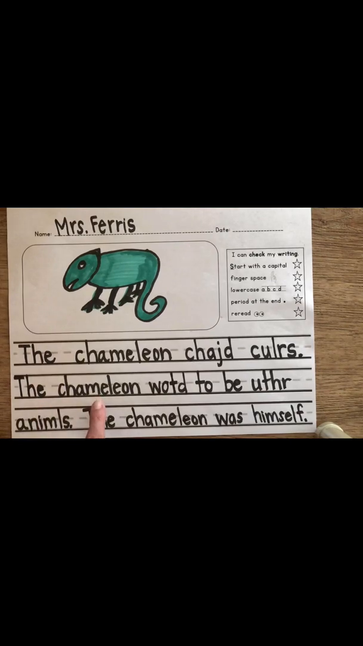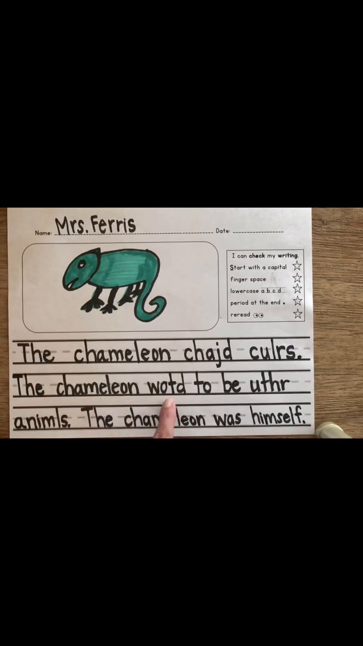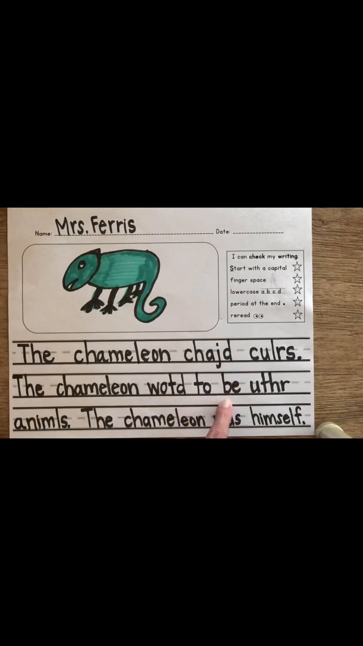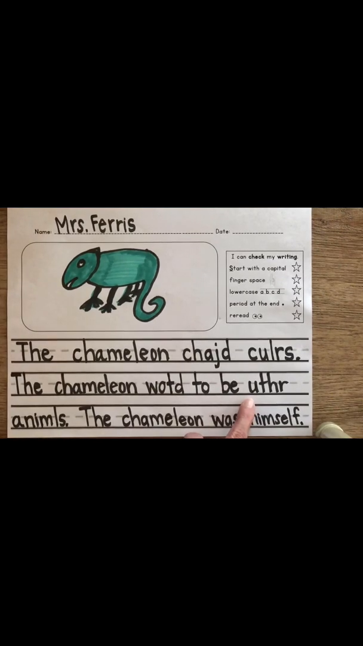The chameleon, remember I copied chameleon. The chameleon wanted. And this is how I chose to sound out the word wanted. Wanted. Good job. The chameleon wanted to be, these are both kindergarten sight words, other. I sounded out other. Animals. Animals. I wrote a letter for every single sound that I heard.